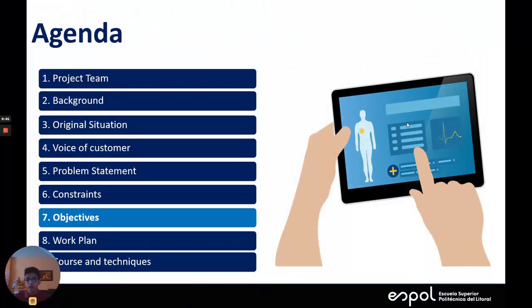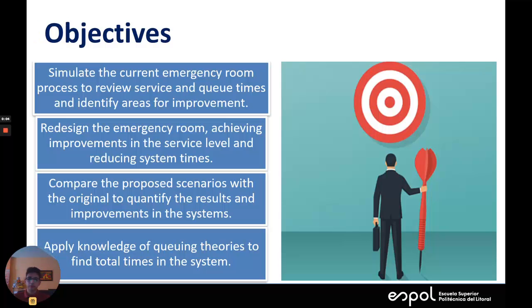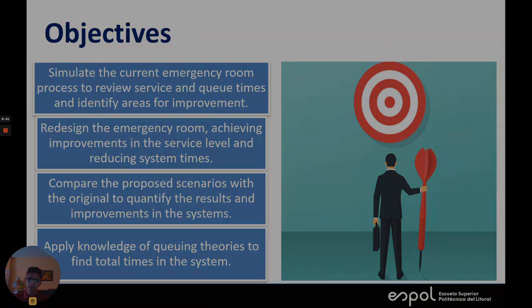Now I am going to talk about the objectives of the project. The project has 4 objectives. The first one is to simulate the current emergency room process to review the service and queuing time and identify the areas of improvement. Second, redesign the emergency room, achieving improvement in the service level and reducing the system times. Third, compare the proposed scenario with the original to quantify the results and improvement in the systems. And finally, apply the knowledge of queuing theory to find the total times in the system.